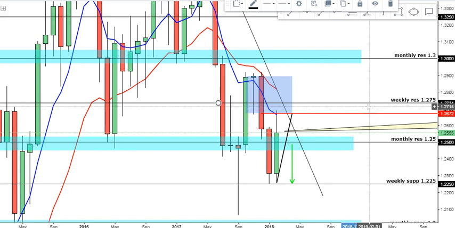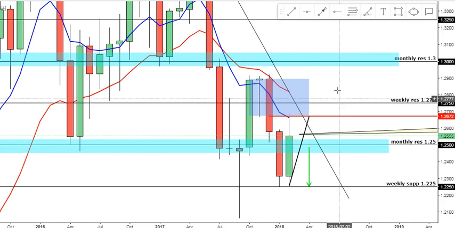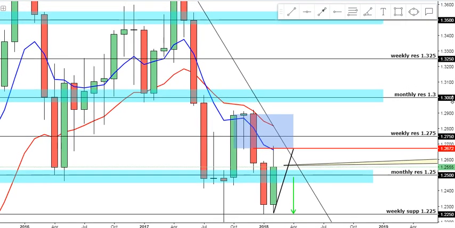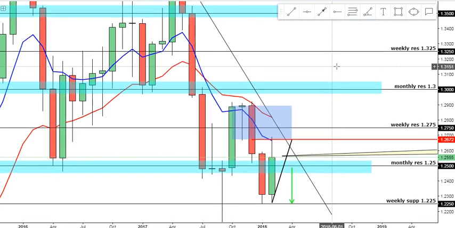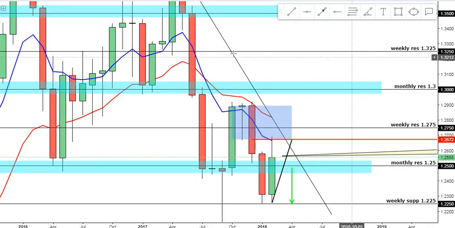Everything looks messy because of my analysis. So I've plotted on my key levels, monthly resistance, weekly resistance, monthly support, and so on. So we've crossed over the moving averages on the monthly time frame. So we crossed over big wick. This is Marubozu. Big wick crossing through, meaning the bears are strong.